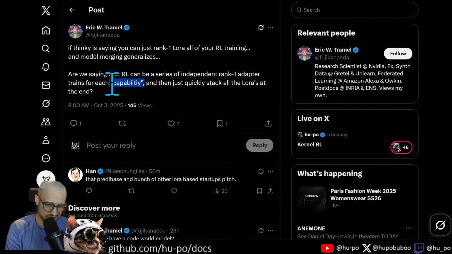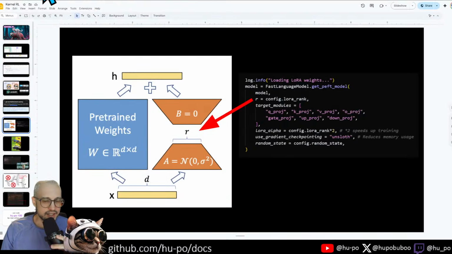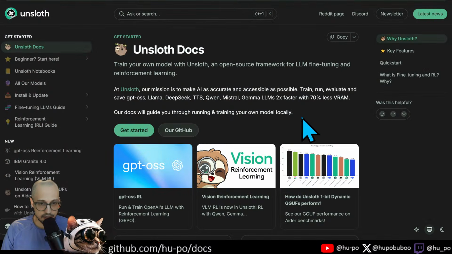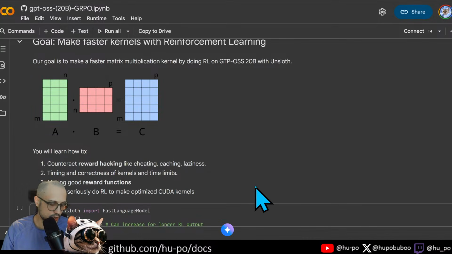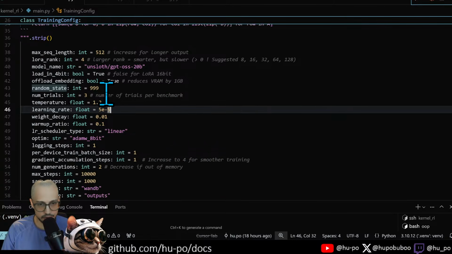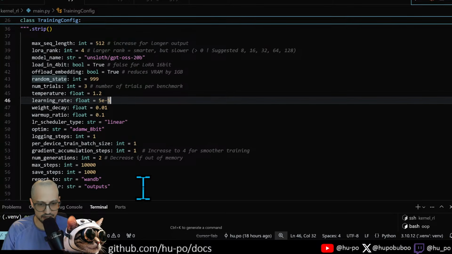I don't necessarily agree with this, and I have some data to prove that, or at least to justify my claim. So here's my data. First things first, I took this Jupyter notebook and converted it into this Python script, and I pulled out all the hyperparameters into this config to make it very easy to train.